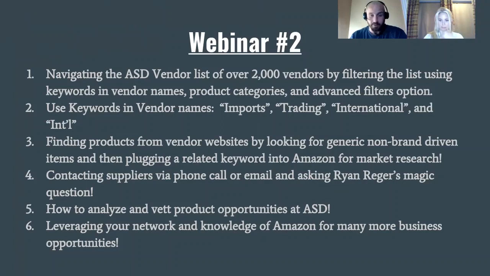Contacting suppliers via phone call, email, asking Ryan Rieger's magic question that we discussed many times. We also talked about how to analyze and vet product opportunities at ASD, and leveraging your network of knowledge on Amazon for many more business opportunities like partnerships, consulting, and this sort of thing, right?